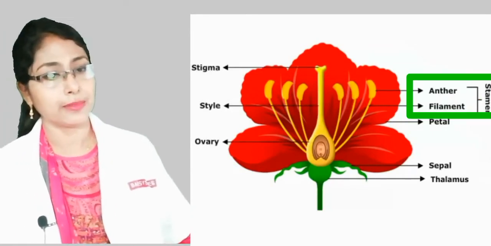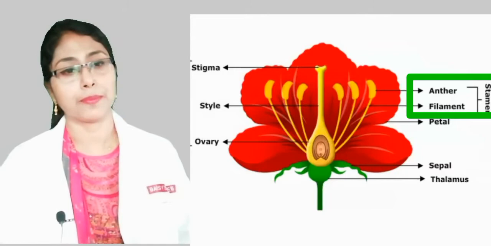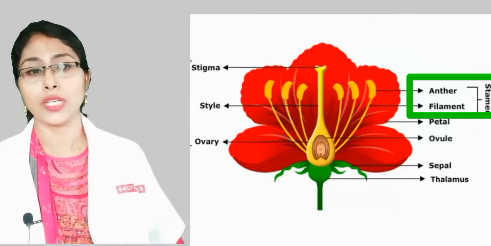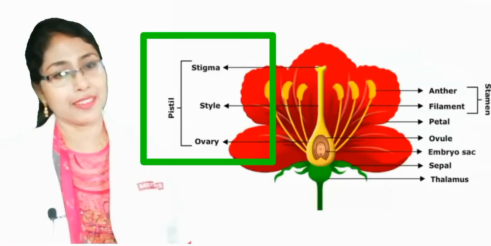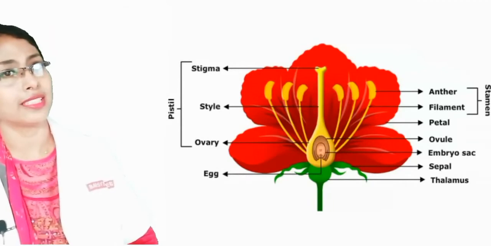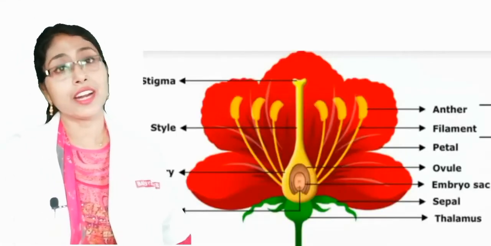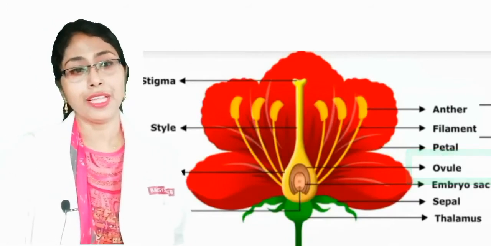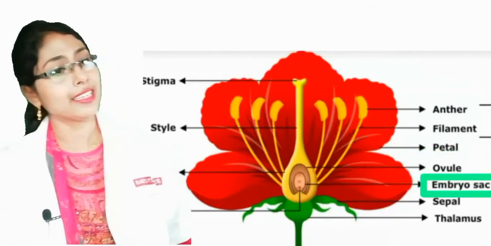Anther and filament make the male reproductive part of the flower known as stamen. Stigma, style, and ovary make the female reproductive part called the pistil. In the ovary, there are ovules. In an ovule, there is an embryo sac, and in the embryo sac, there is an egg.